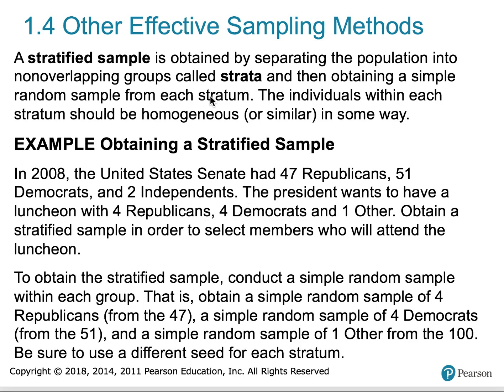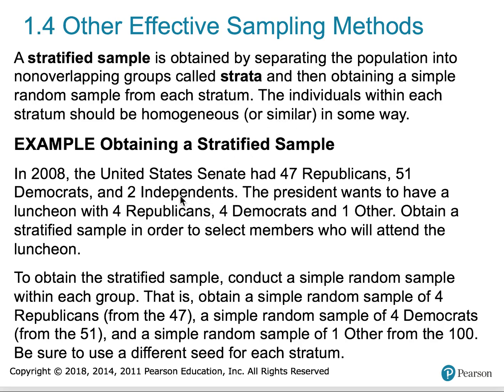And so one of those is a stratified sample. A stratified sample is obtained by separating the population into non-overlapping groups called strata, and then obtaining a simple random sample from each stratum, singular, plural, right? The individuals within each stratum should be homogeneous or similar in some way.